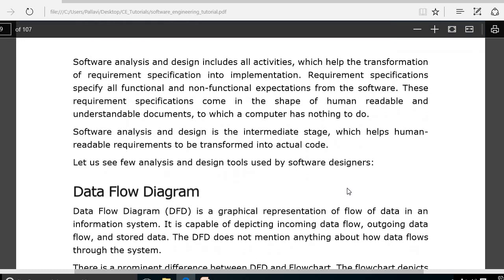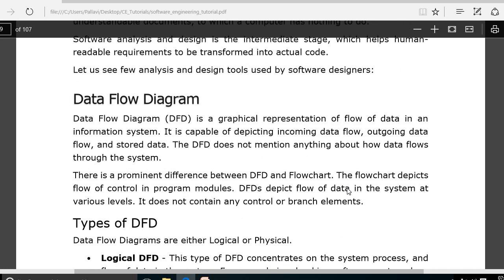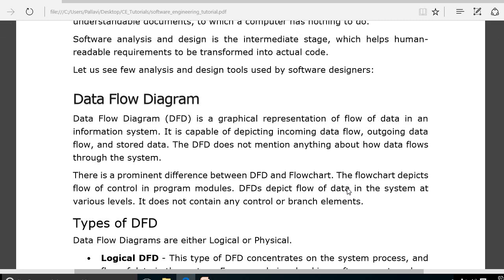One is the data flow diagram, DFD. A DFD, data flow diagram, is a graphical representation of the flow of data in an information system. It is capable of depicting incoming data flow, outgoing data flow, and stored data. The DFD does not mention anything about how data flows through the system. There are prominent differences between DFD and flowchart. The flowchart depicts the flow of control in program modules, but DFD depicts the flow of data in the system at various levels. It does not contain any control or branch elements.